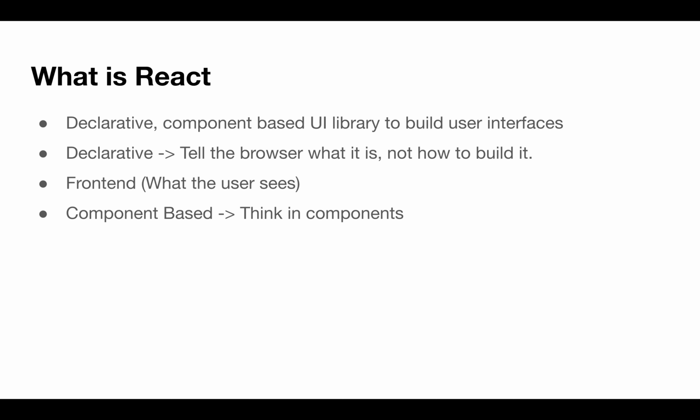It's declarative, which means that you tell the browser what it should be showing and not how to build it, and that's very important. The simple reason why this is important is because it makes writing code very, very simple. So that's what declarative means for us. It means that it makes it easy for you. Second part is front end, again, what the user sees.